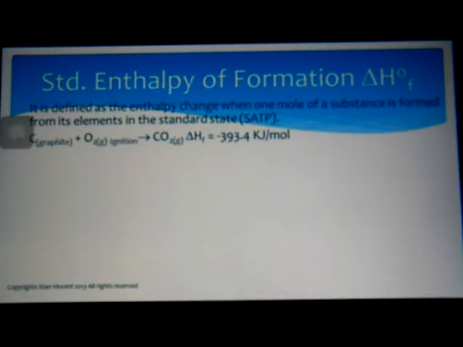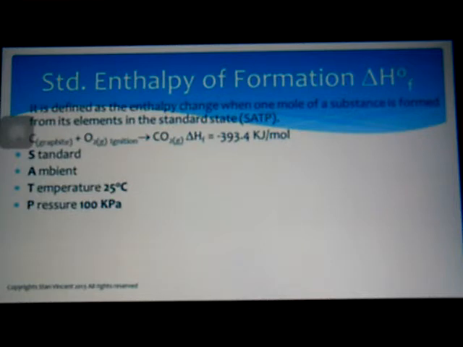In this equation, carbon, graphite, plus oxygen undergoes combustion to give you carbon dioxide, with a standard enthalpy of formation of -393.4 kilojoules per mole. Standard implies standard ambient temperature and pressure. If we are talking about ambient temperature, we're going to use 25 degrees Celsius or 298 Kelvin. The pressure we're going to use is 100 kilopascals.